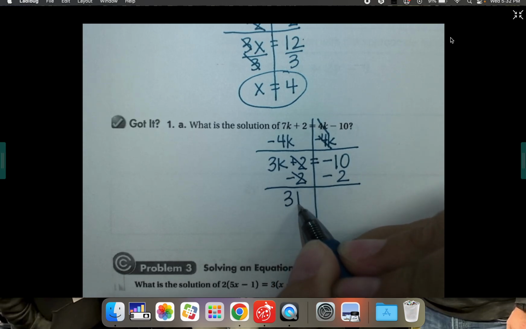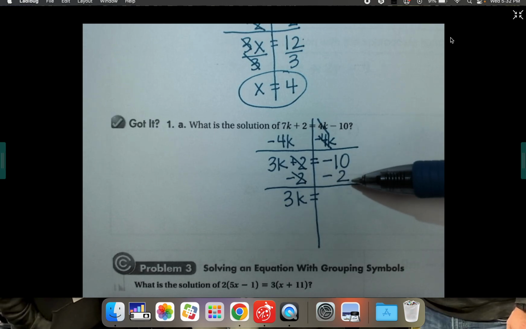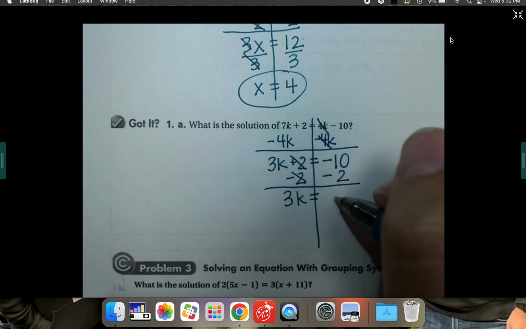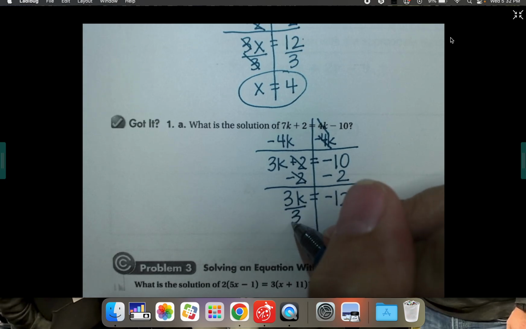Bring down your 3k. Remember, -10 minus 2 more is not 8 or -8. If you're -10 in your lunch account and you subtract out $2 more, you are -12. Or if you're nervous about missing a problem like that, just go ahead and use your calculator every time. Divide both sides by 3.